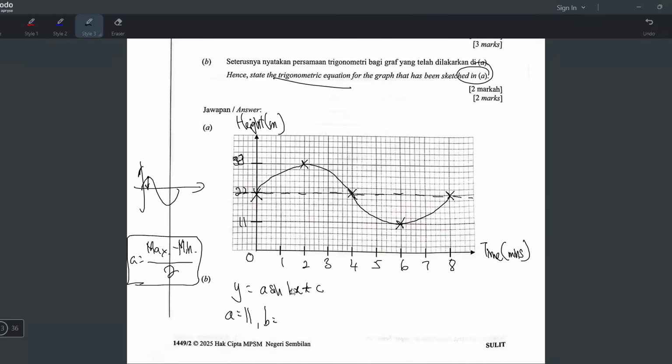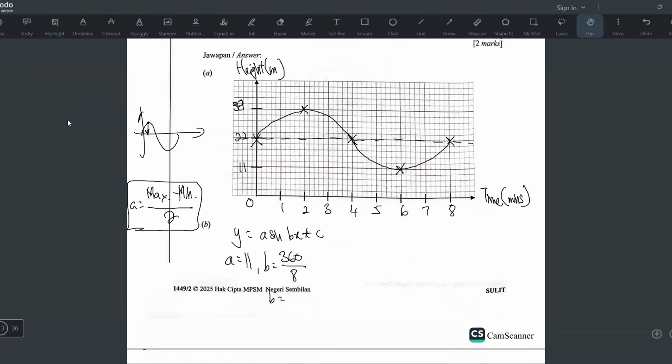Okay, for the B, you have to write how many cycles in 360. It means you need to find how many graphs fit in 360. You can clearly see that this is one cycle, but it's only for 8 minutes. If you go until 360, how many graphs are there? So you just take 360 divided by 8, because one sine graph finishes at 8. So in 360, how many sine graphs are there? Just take 360 divide 8. I press the calculator and I get 45. So that's the answer.